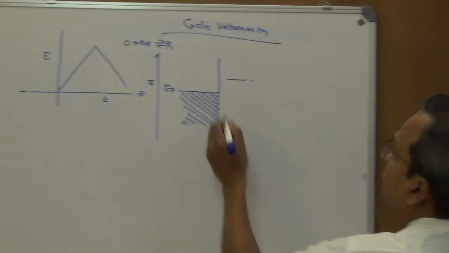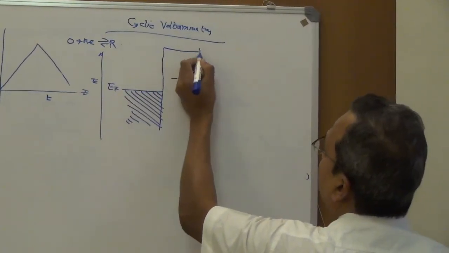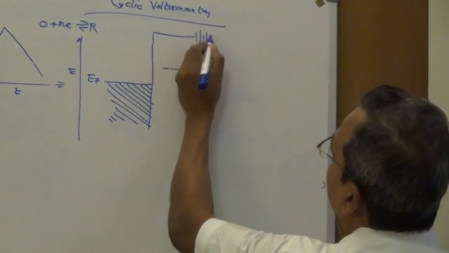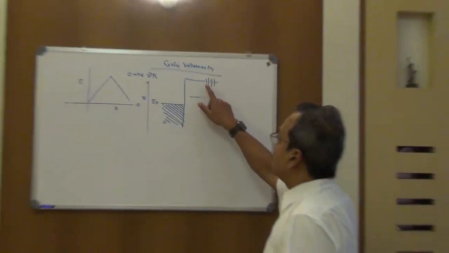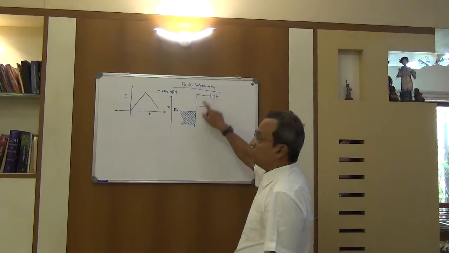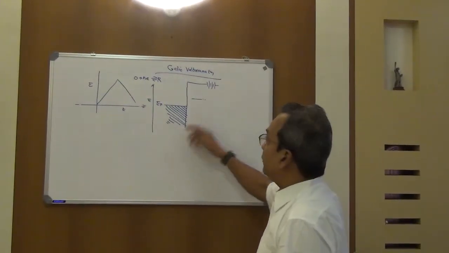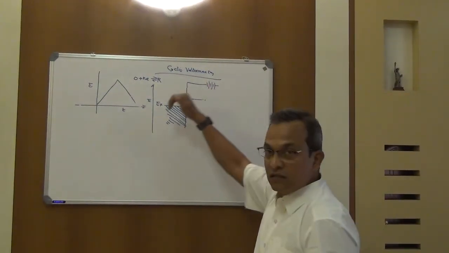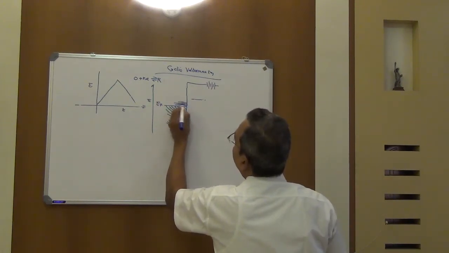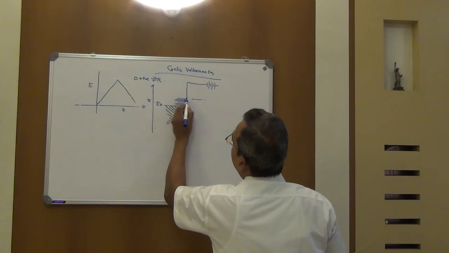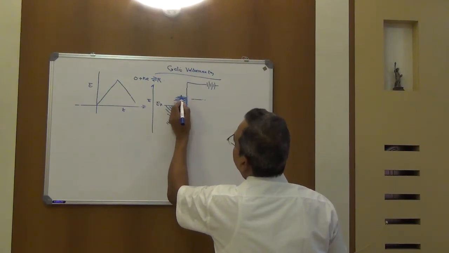Now I am connecting this electrode to the battery with the negative terminal because I am interested in the reduction reaction. So what will happen? When you apply the negative terminal of the battery to the electrode, it is as if we are pouring electrons into the electrode, and the level of the Fermi level starts shifting, as if we are pouring water in a well.